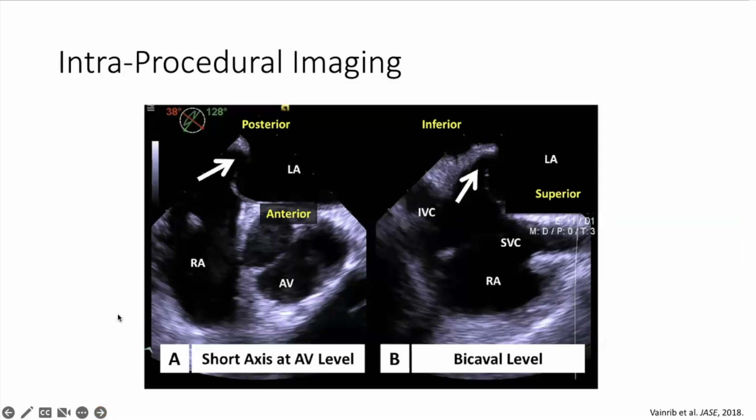This is showing some images from TEE to guide the transseptal portion of the procedure. So looking at the interatrial septum at two levels, one, the short axis at the level of the aortic valve, and then also at the level of the IVC and SVC. The area that they're trying to target is the inferior posterior wall of the atrial septum, which is anatomically the best way that they can get towards the left atrial appendage.